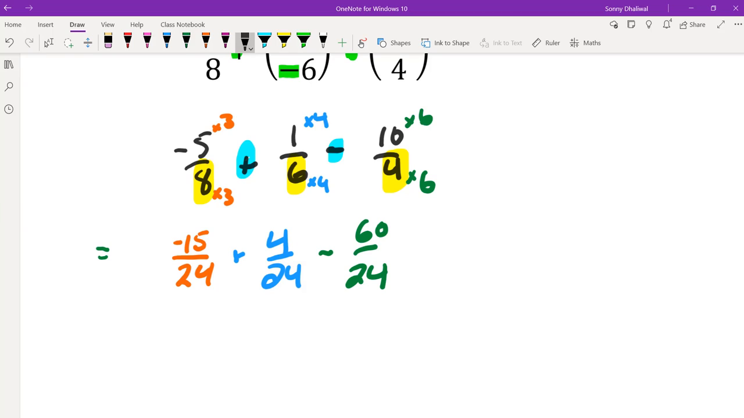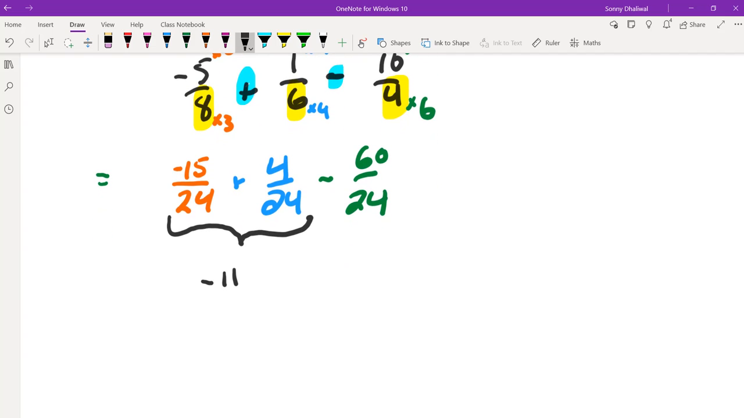All right. Now we combine these. We're reading left to right. What does that become? Negative 11 over 24. Yeah, negative 11. Negative 15 plus 4 is negative 11, and the 24 remains. And we bring down the 60 over 24.